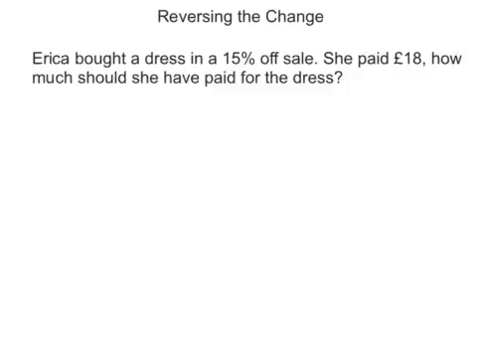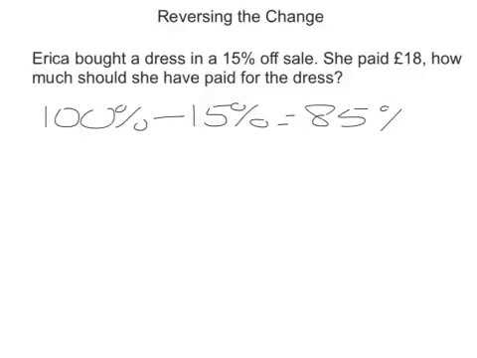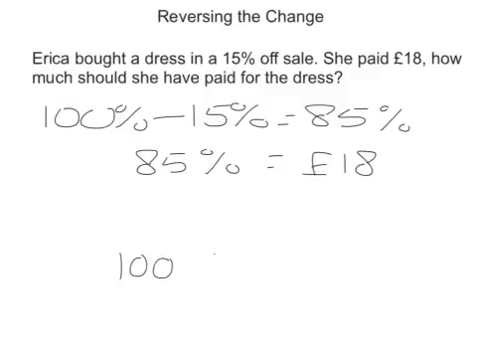So Erica bought a dress in a 15% off sale. So if she bought her dress in a 15% off sale, she paid 100% of the dress minus 15% of the dress. So she actually paid 85% of the dress. So 85% of the value is equal to £18. Now we want to know what 100% of the value is.